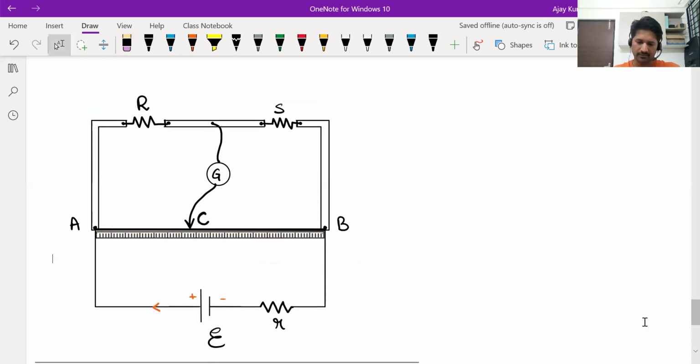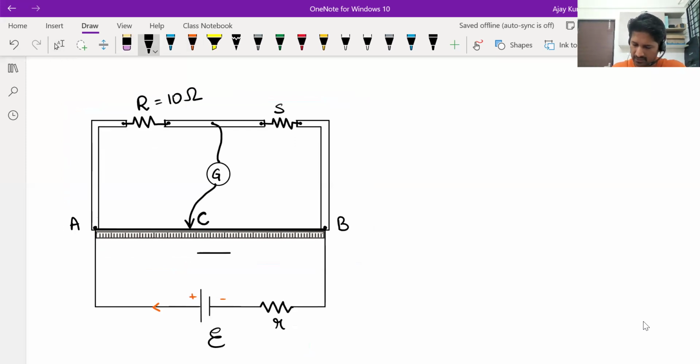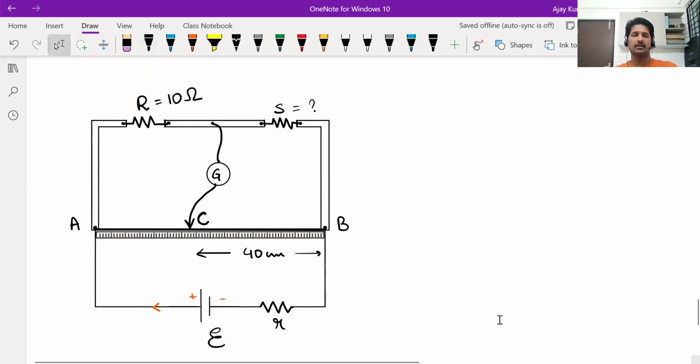So well, let's take one question. Assume this resistor's resistance is 10 ohms and the balancing length from the side B is 40 centimeters. How much is the unknown resistance? Calculate and type your answer in chat, all of you.